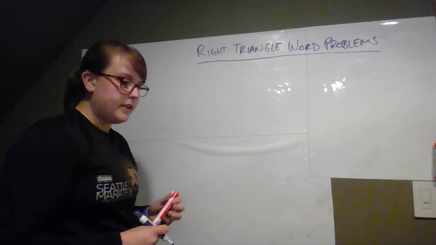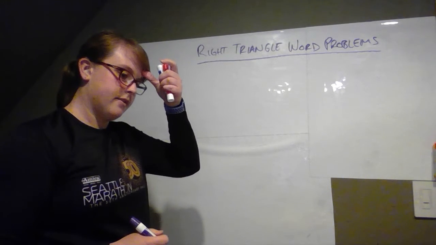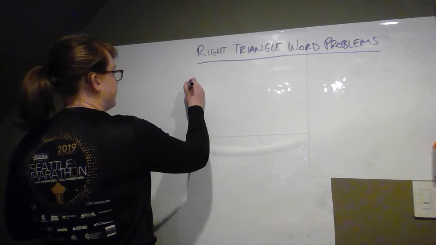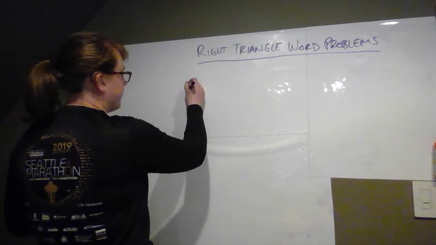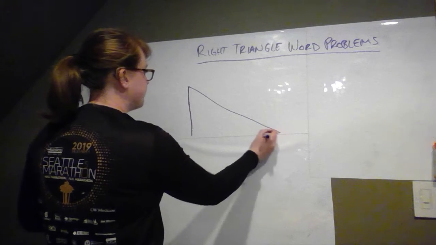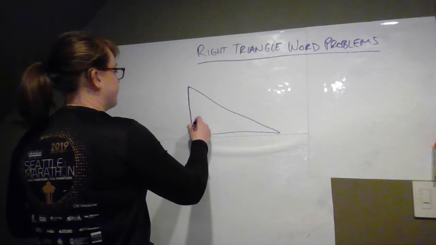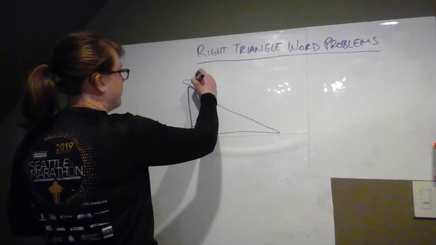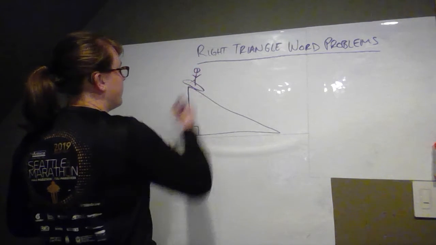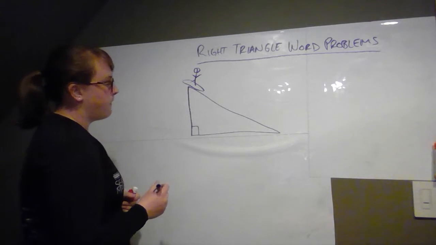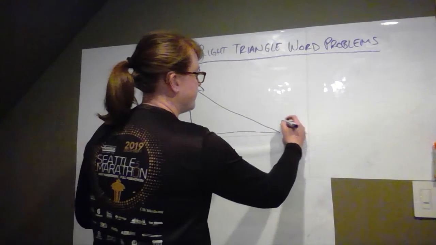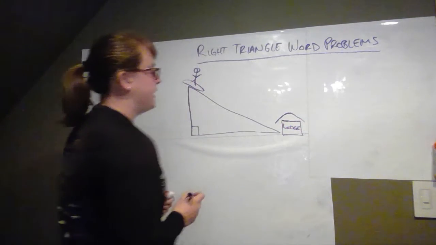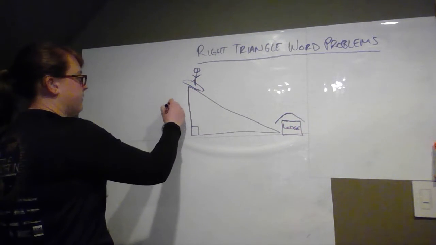So anyway, let's say for this first problem we have a snowboarder and he's at the top of the mountain, and a lot of my mountains and things like that are going to look like triangles. So we have a right triangle. Here's our snowboarder at the top of the mountain. And he wants to know how far it's going to be to get down to the lodge. He knows that he's 1,000 feet up vertically.